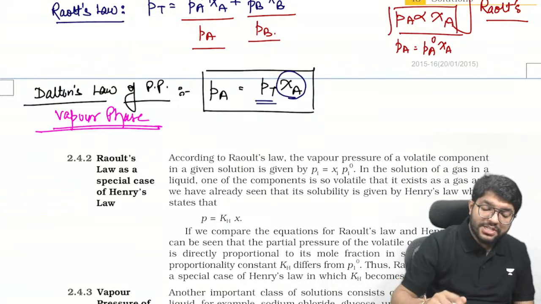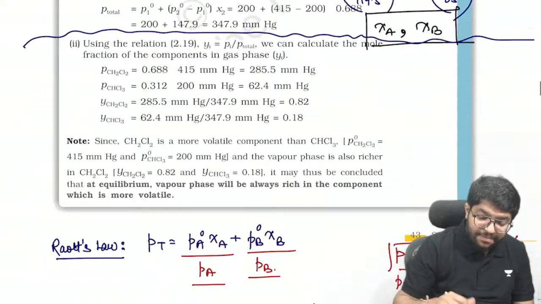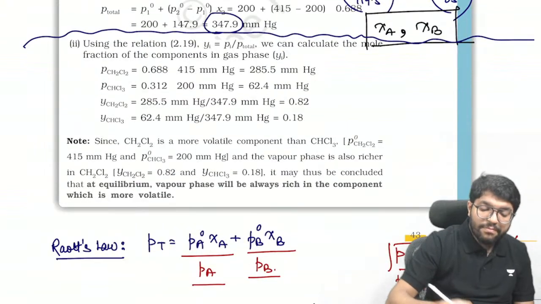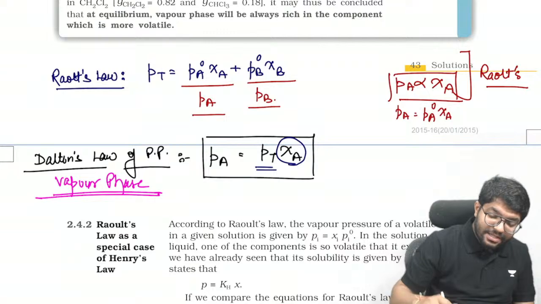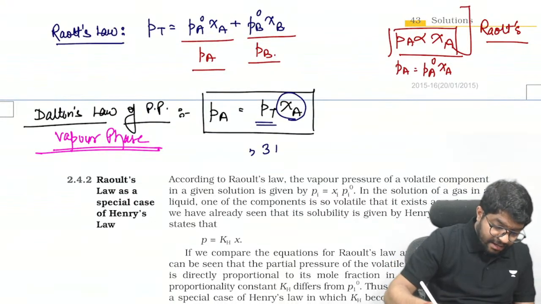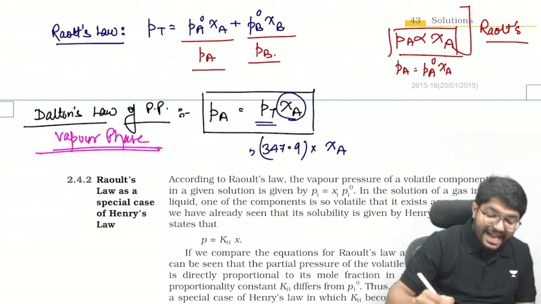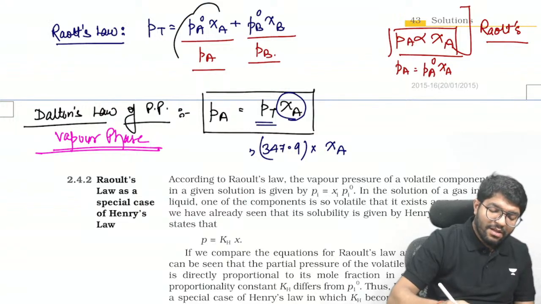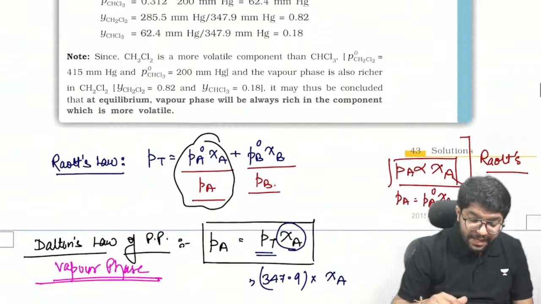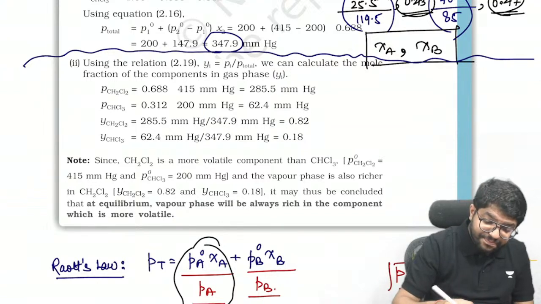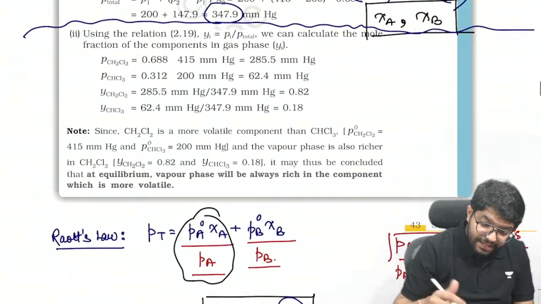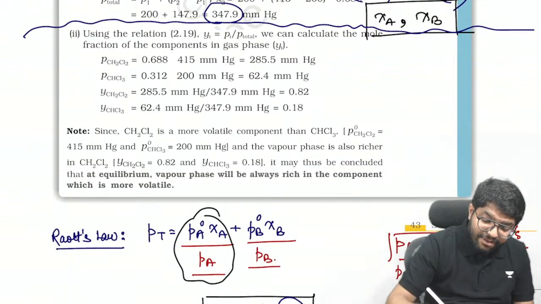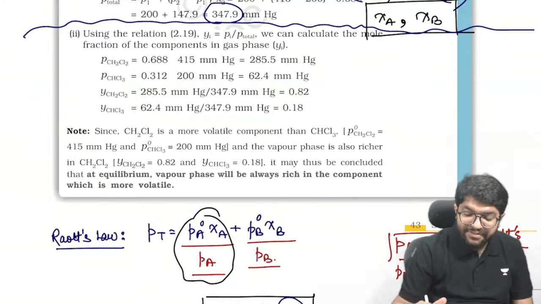That's how my total pressure is given in the question. How much is the total pressure? 347.9 total pressure. So 347.9 into chi A. And what is P A? P A is what you calculated from Raoult's law. What was P A? P A not chi A. I think it was 285, if I'm not wrong, 285.5 something.